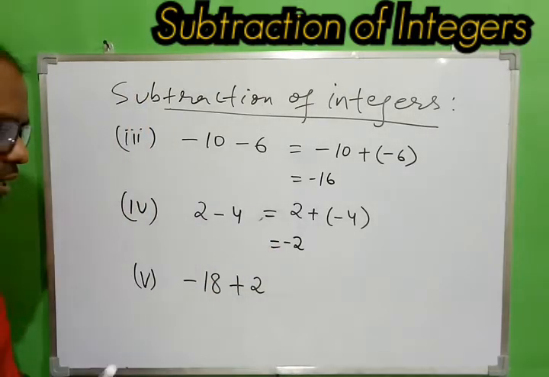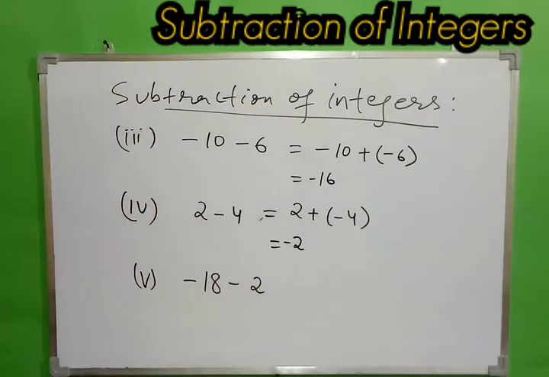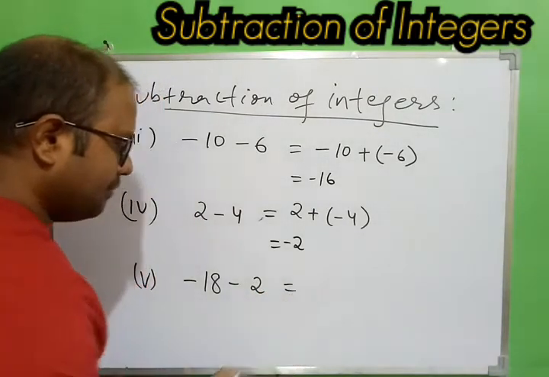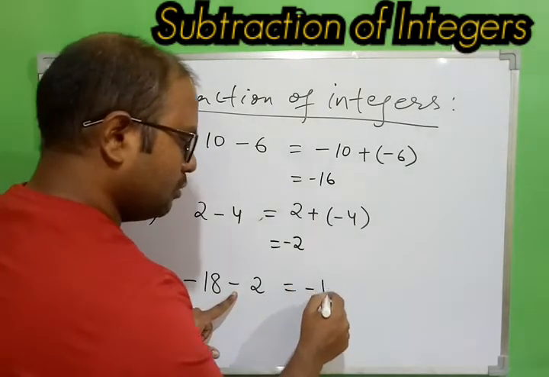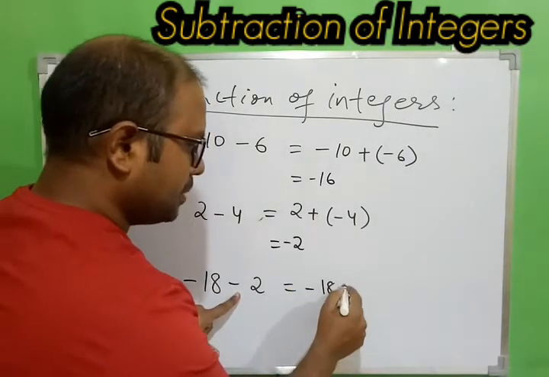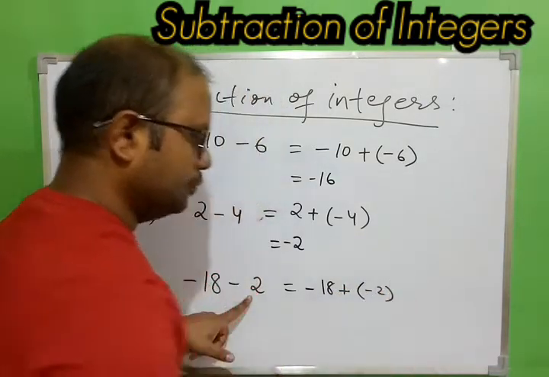This we have already done. Okay, but make it minus 2. So this is similar to this only. So we have already understood, that is overall we have one negative integer and we have minus sign. So what is to be done? Minus 18 will be as it is. Minus will be replaced by plus, and 2 will be replaced by minus 2.